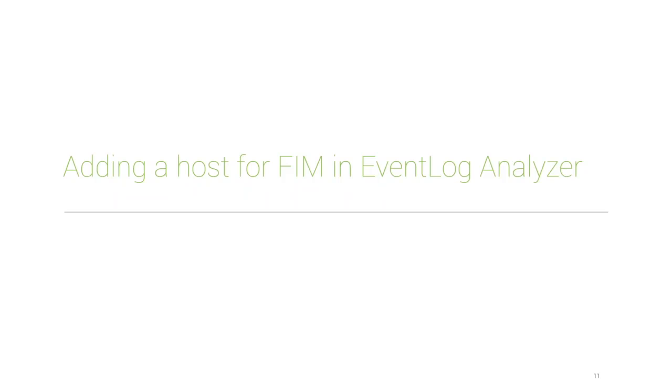So now that we have looked at the prerequisites to file integrity monitoring, which is to define access control lists, enable object access auditing, and enable SACL auditing, let us move to the next part of the workshop, which is to add a host in EventLog Analyzer for file integrity monitoring. And by setting up alert profiles on EventLog Analyzer, you can monitor the confidential folders in real time. Let me show you how to do that.